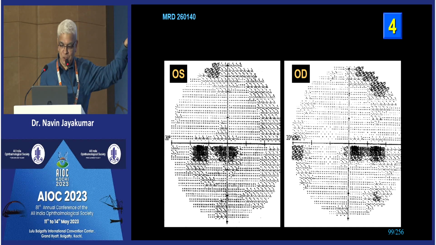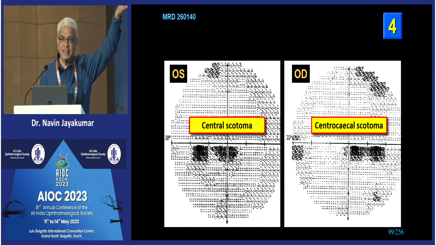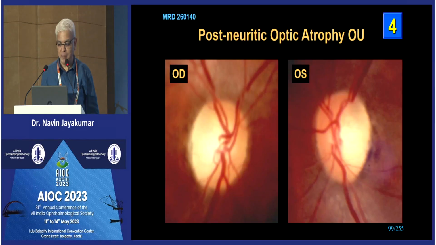this is a central scotoma, well done. And that's a centrocecal scotoma connecting to the blind spot. This is a patient who had optic neuritis in the past. You can see the pallor of the discs there.